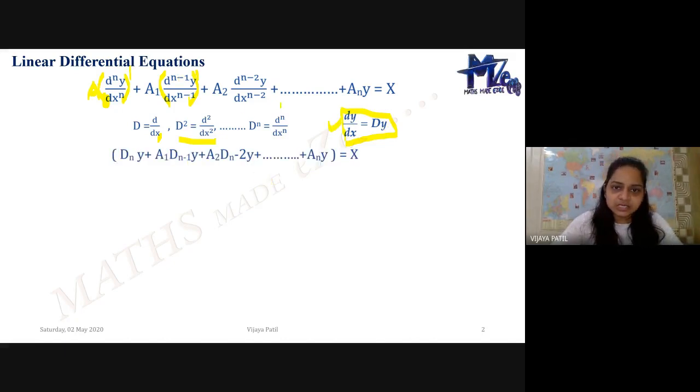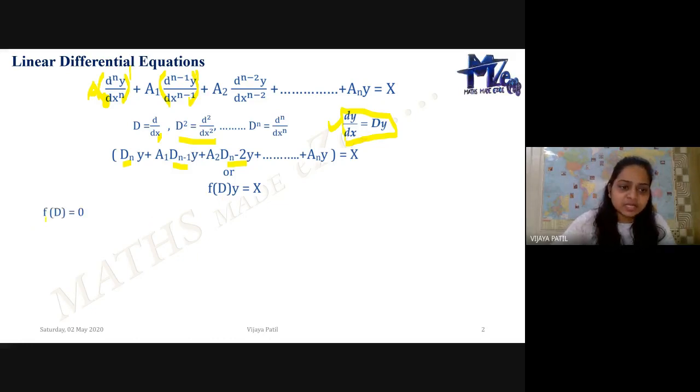Then this linear differential equation with constant coefficients can be written as D^n y plus a1 D^(n-1) y and so on is equal to X. Now this can also be written as f of D y equals X. What do we mean by f of D? f of D is nothing but a function of D. So whatever we are looking at here, D^(n-1), D^(n-2), and so on, D^n, these are nothing but functions of D. So we are defining one function which is enclosed with the D over here.